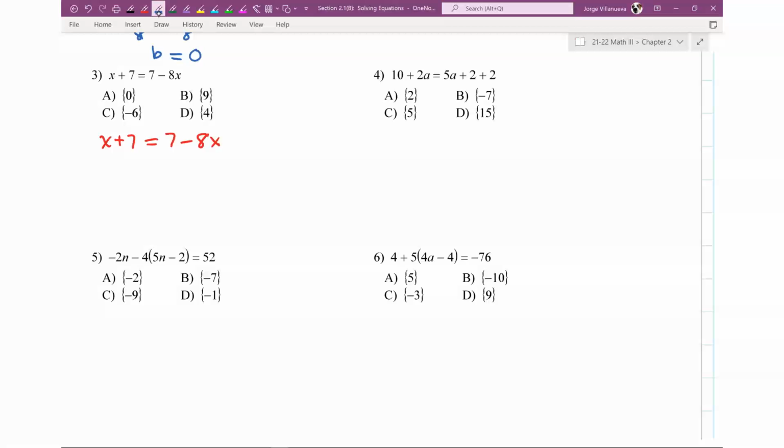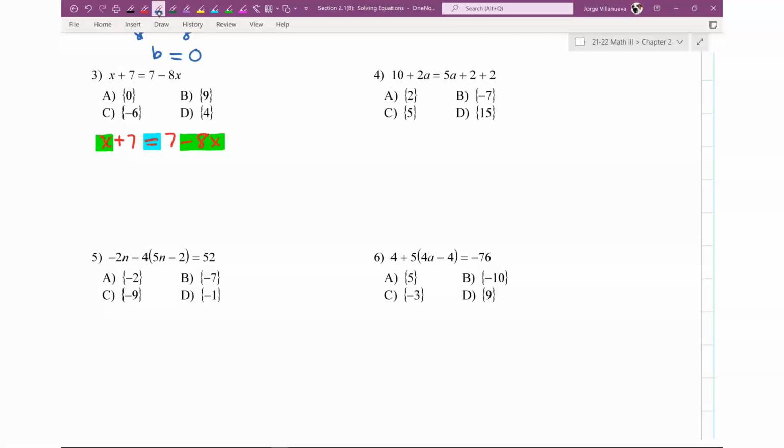The main thing in this problem is, if you notice the equal sign, well, there it is. But notice my like terms, one is on the left side and one is on the right side. So I'm going to have to join them together. Me personally, I like moving the variable that's smaller than the other. So notice I have a 1x on the left and I have a negative 8x on the right.